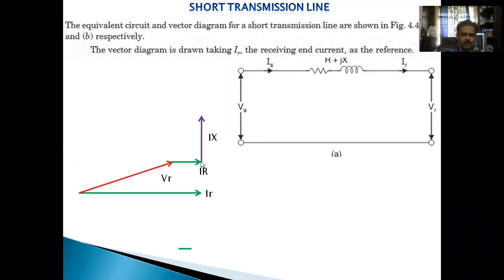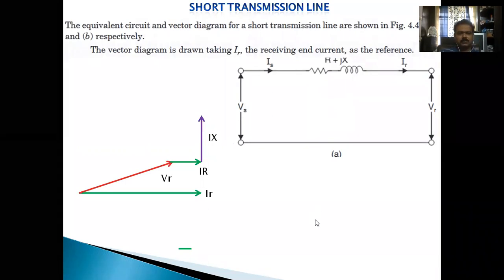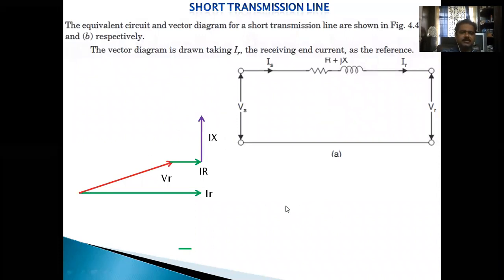So this is the voltage drop across the reactance. This is the voltage drop across the resistance. If we join these two, that gives the total voltage drop across this impedance. Okay, is that clear? Now, once we get this phasor diagram, we can easily evaluate the regulation of a given transmission line.